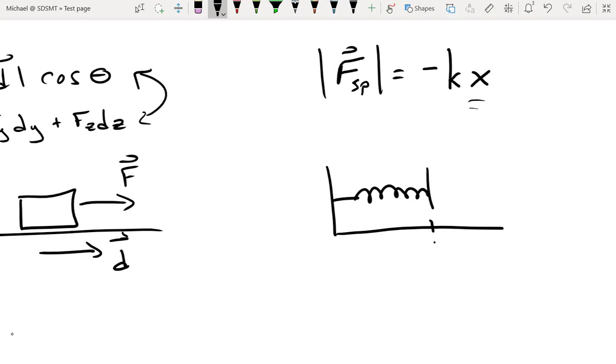This was also discussed in a previous video, but we're going to go ahead and label the equilibrium position as 0, and then if we measure in either direction, positive or negative, we will see an increase in the magnitude of the spring force. And that spring force will always point towards the equilibrium position. The spring always wants to return to equilibrium.